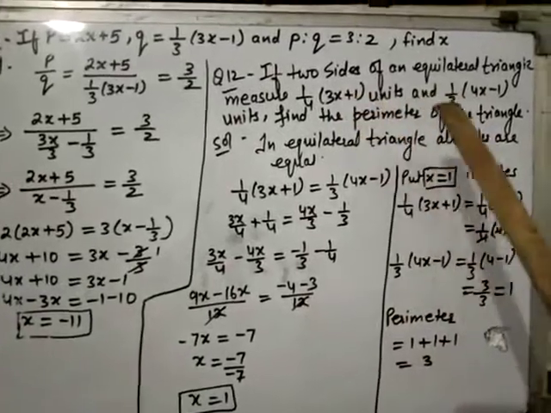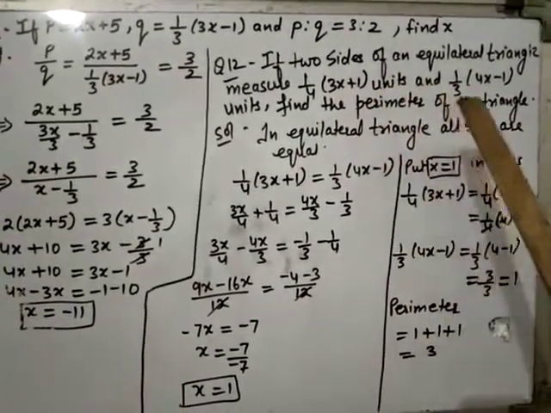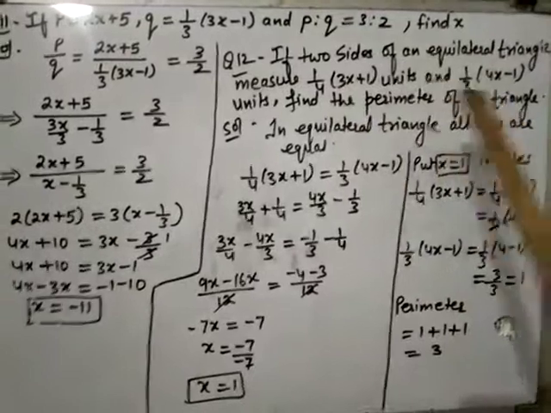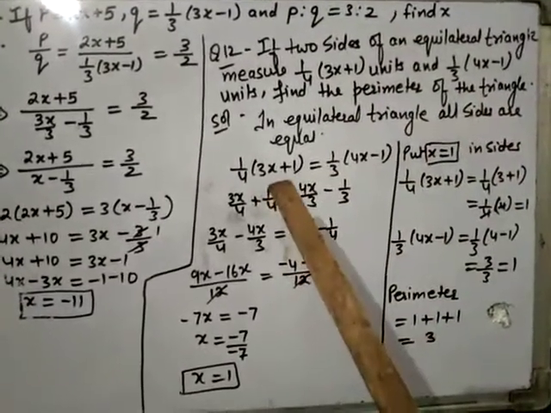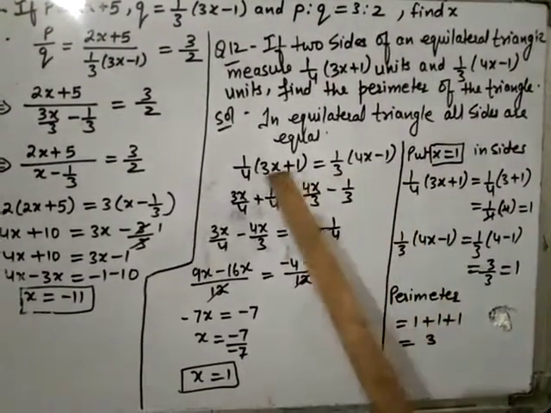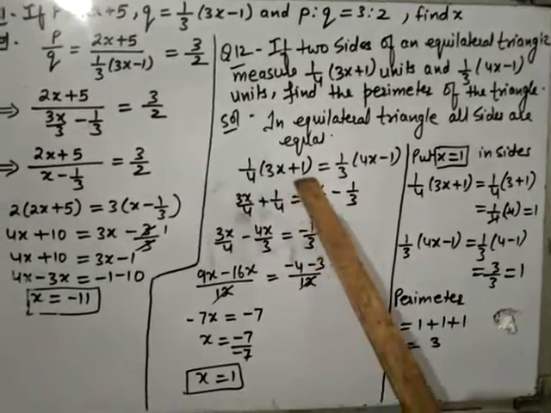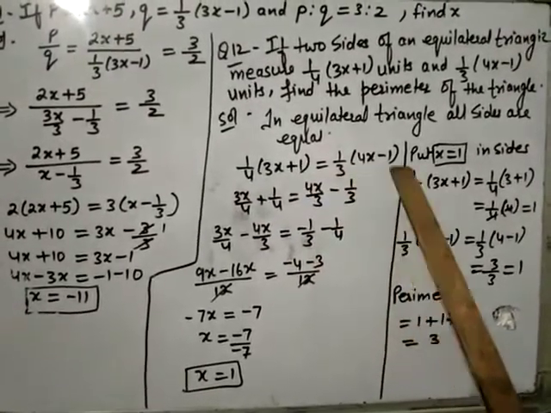Clear? So when all the sides are equal in an equilateral triangle, it means that these two sides are also equal. So when we are putting this in the form of equal, we are getting 1 upon 4 into 3x plus 1 equal to 1 upon 3 into 4x minus 1.